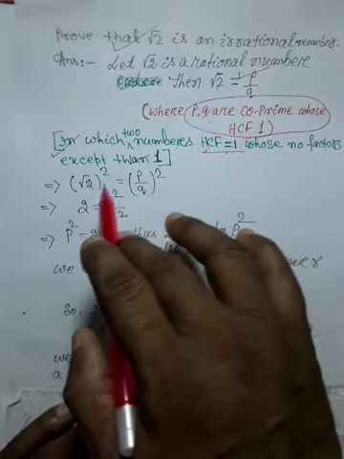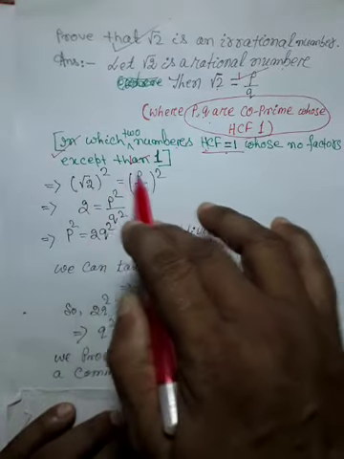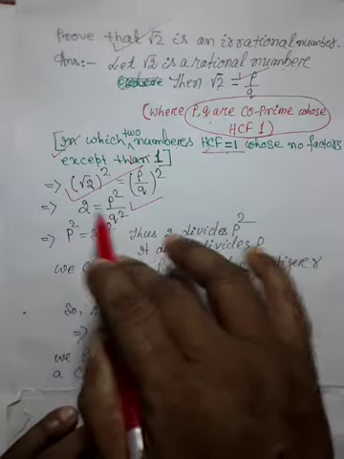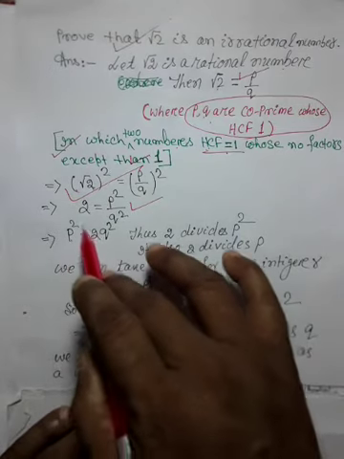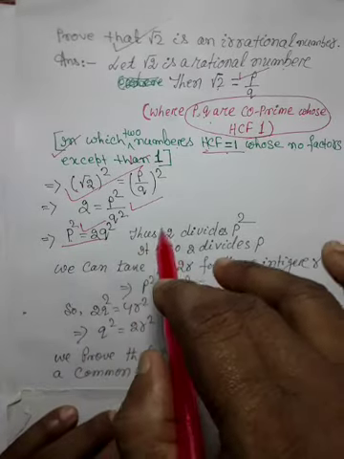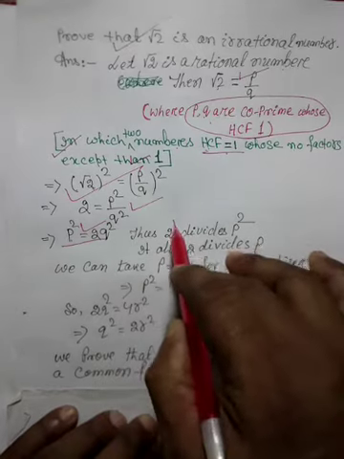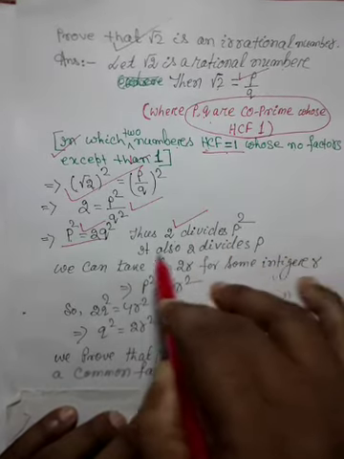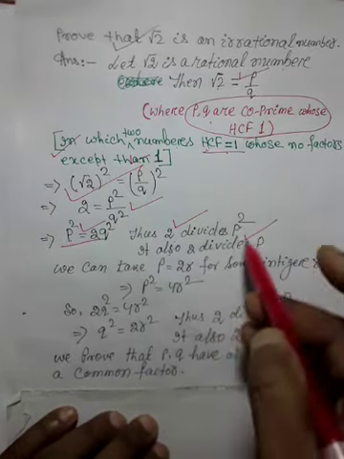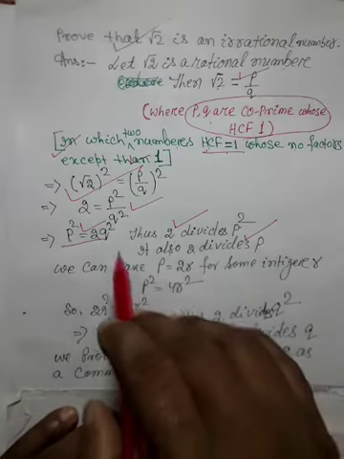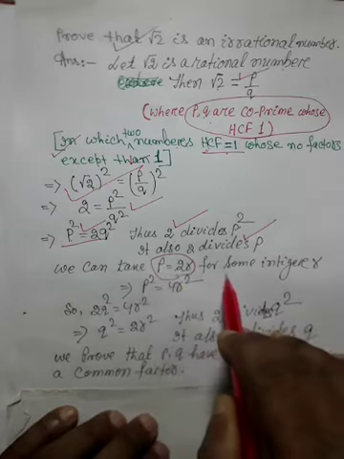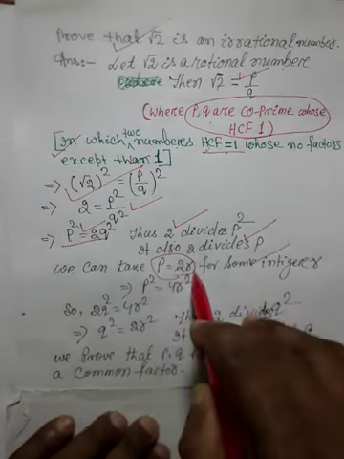Take the square on both sides. Root 2 square is equal to p by q square. So 2 is equal to p square by q square. After cross multiplication we get p square is equal to 2q square. From this expression we see that 2 divides p square, so 2 also divides p. According to that theorem, to get the value of q, we can take p equal to 2r, where r is an integer.